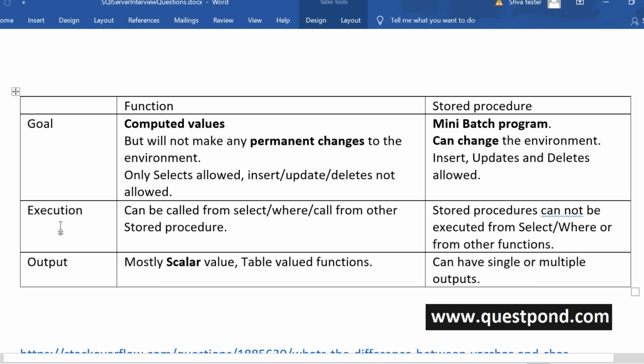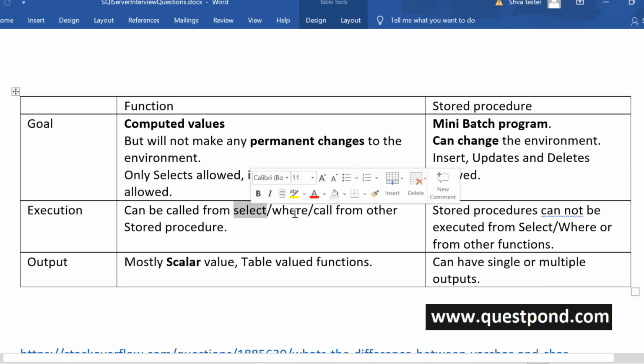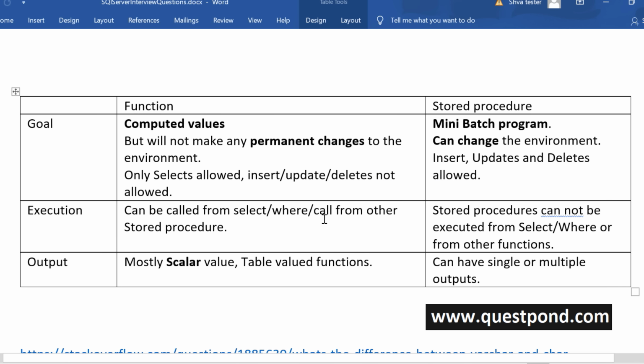You can execute a function from many places, because the goal of a function is to reuse some computation logic. So it has some computation logic, and you want to call that from multiple places. That's why a function can be called from a select. It can be called from a where clause. It can be called from another stored procedure.